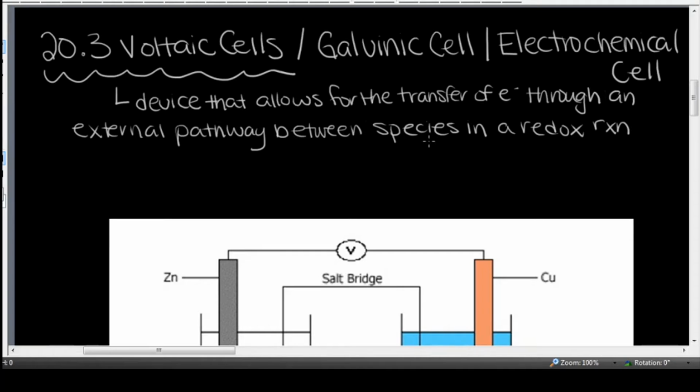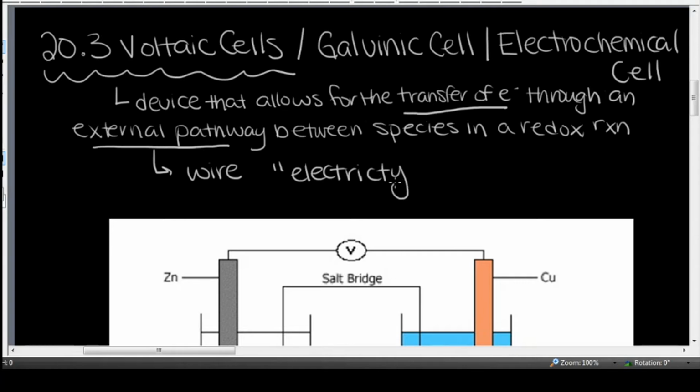And what an electrochemical cell does is it is a device that allows for the transfer of electrons through an external pathway between species in a redox reaction. Now, by an external pathway, I'm referring to a wire. And when we get this flow of electrons across a wire, what we've got is electricity, or the ability to do electrical work, which is awesome.